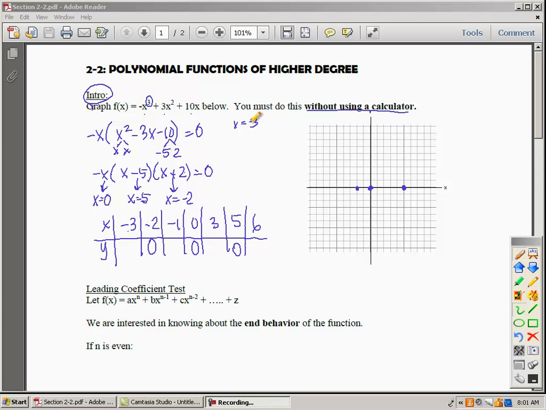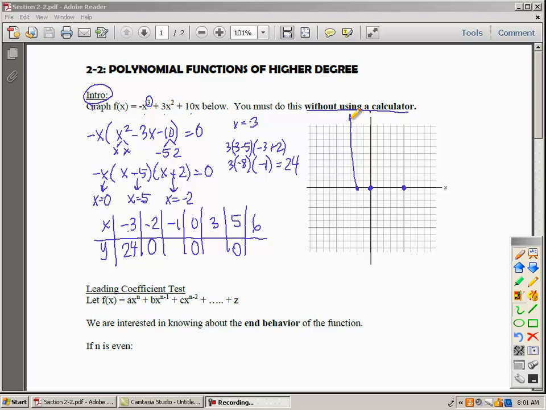If x is negative 3, what I do is take this negative 3 and plug it into the negative x, I get 3. And then negative 3 minus 5 and negative 3 plus 2. And so I plug it into each portion of my factored form. So you have 3 times negative 8 times negative 1, which is a positive 24. So what that says is as I look at this, from this direction, my graph is going to be in the upward direction.